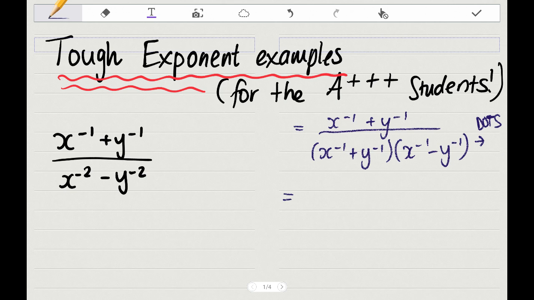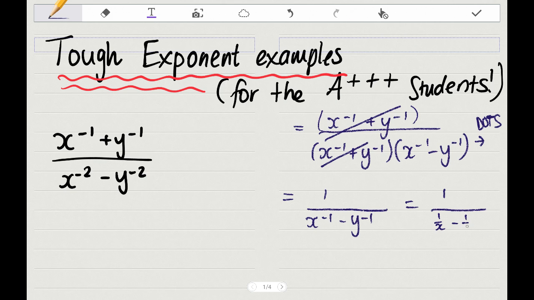Now what we have is x to the power of minus 1 plus y to the power of 1 in the numerator, and x to the power of minus 1 plus y to the power of 1 in the denominator, and they cancel because now the operation between them is multiplication. So what we're left with is this. We can still simplify it further. So this here is equal to 1 over x minus 1 over y.